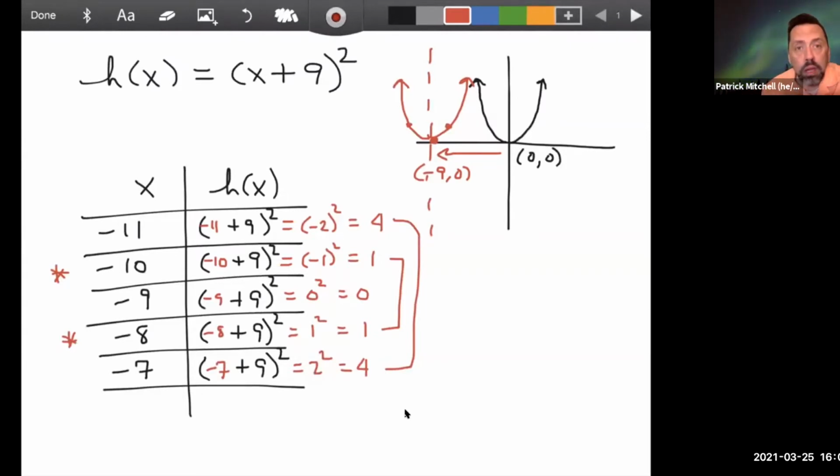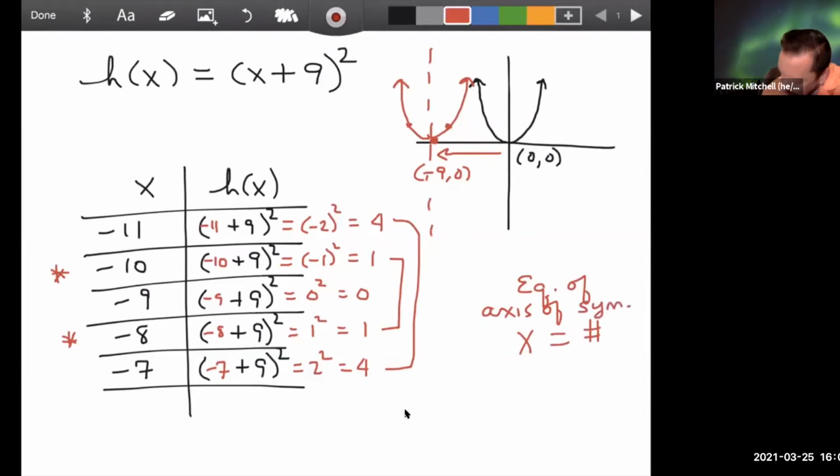All right, before we go back to my lab, it is going to ask me at some point for the equation of the axis of symmetry. So remember, the equation of a vertical line always has the form x equals a number. So this is the equation of the axis of symmetry. Now the only question is, what is the number? Well, in this case, the number is -9. The equation of this vertical line is x equals -9.